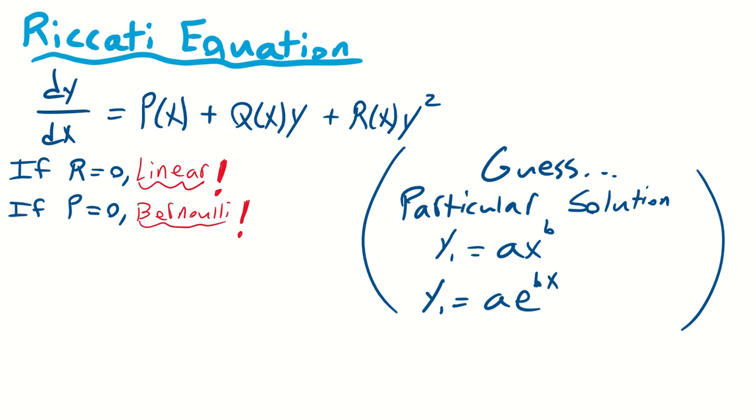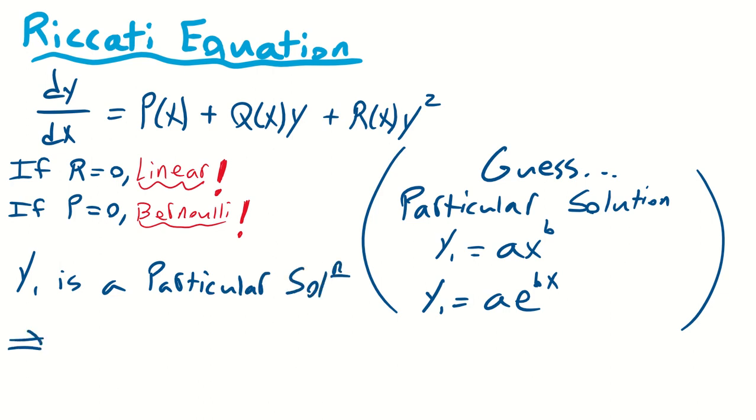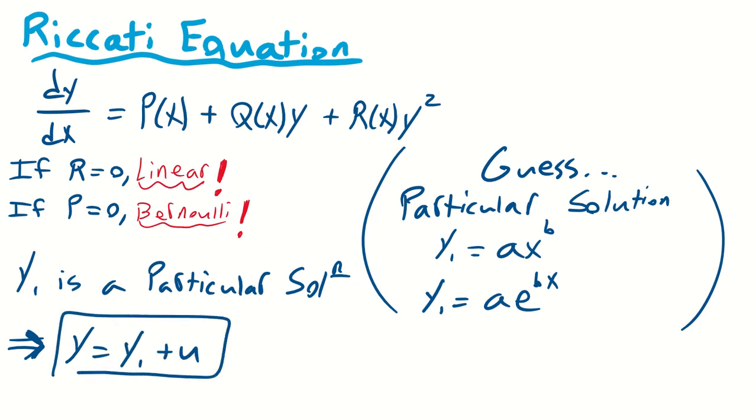So if we have y sub 1 and y sub 1 is a particular solution, it turns out that the general solution is y is equal to y sub 1 plus u. Now this raises a couple of new questions. First off, what the heck is u? How do we find it? Second off, why does this technique even work?